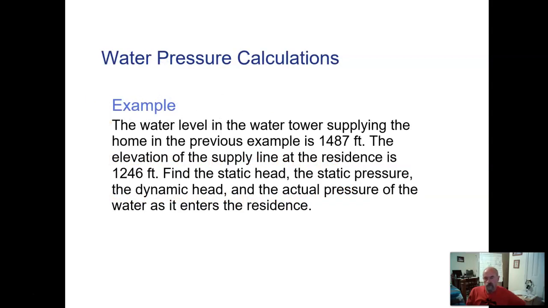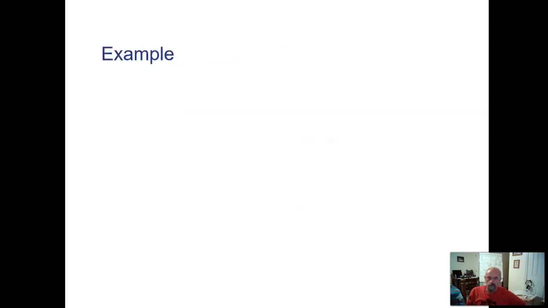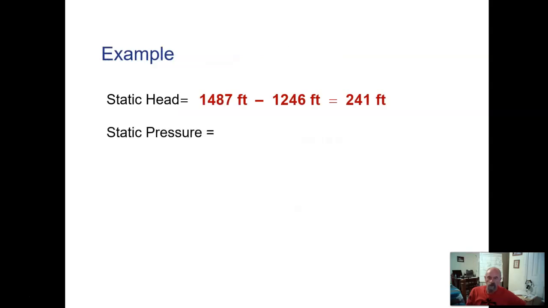Water pressure calculations. The water level in the water tower supplying the home in the previous example was 1,487 feet. The elevation of the supply line at the residence is 1,246 feet. We would find the static head, static pressure, and dynamic head, the actual pressure of the water as it enters the residence. This would be figured out like this.